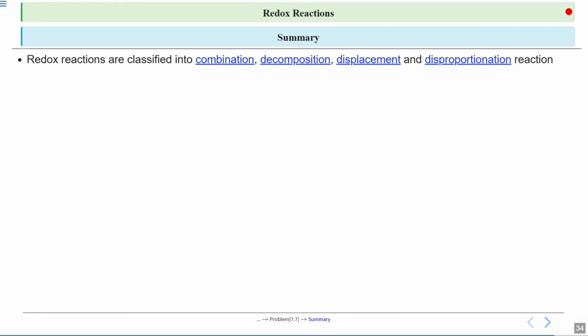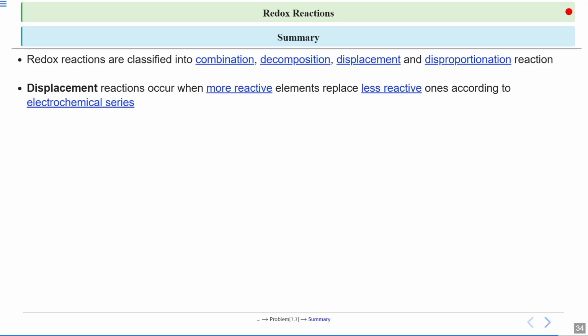Now, let's conclude today's lecture. The summary is that we have studied the 4 different types of redox reaction, that is the combination reaction, decomposition reaction, displacement and disproportionation reaction. The displacement reaction is a very important reaction in which we have studied the electrochemical series, and it states directly that the more reactive element will replace the less reactive one according to the electrochemical series.